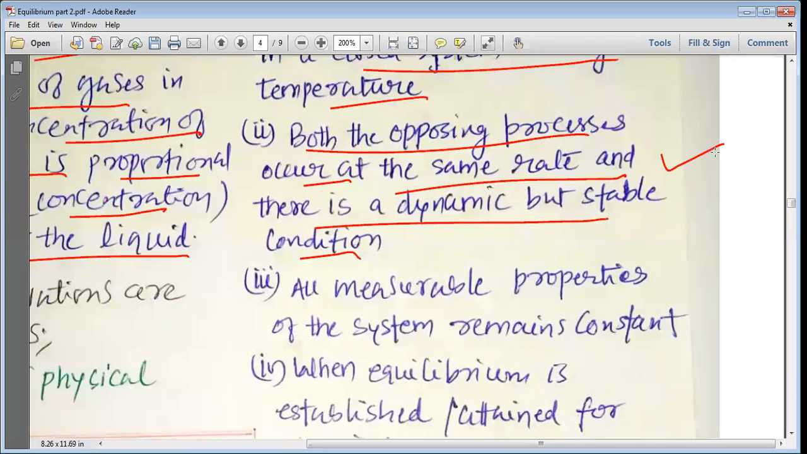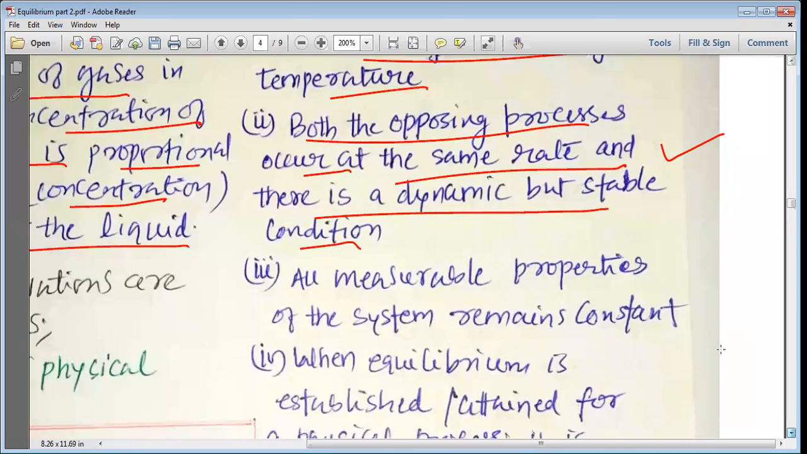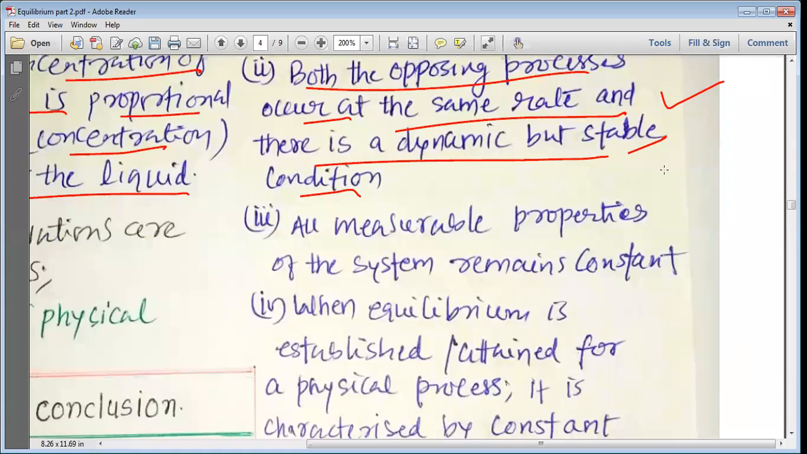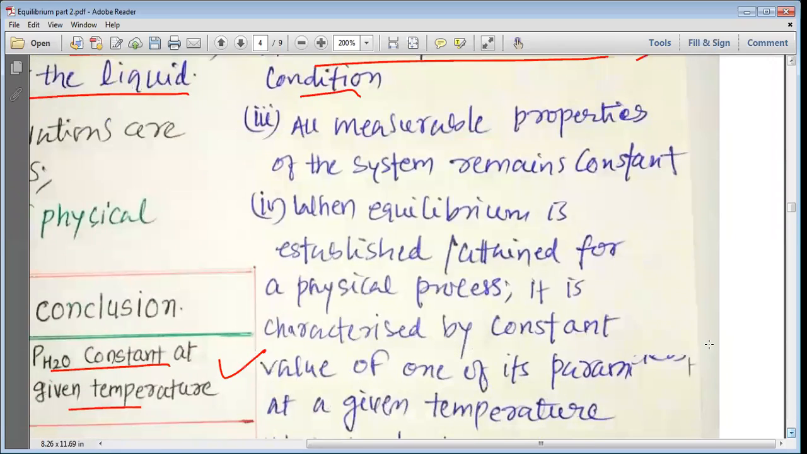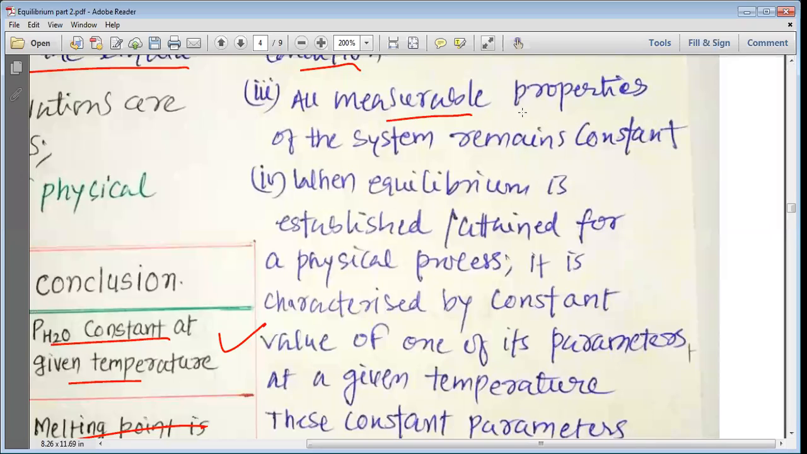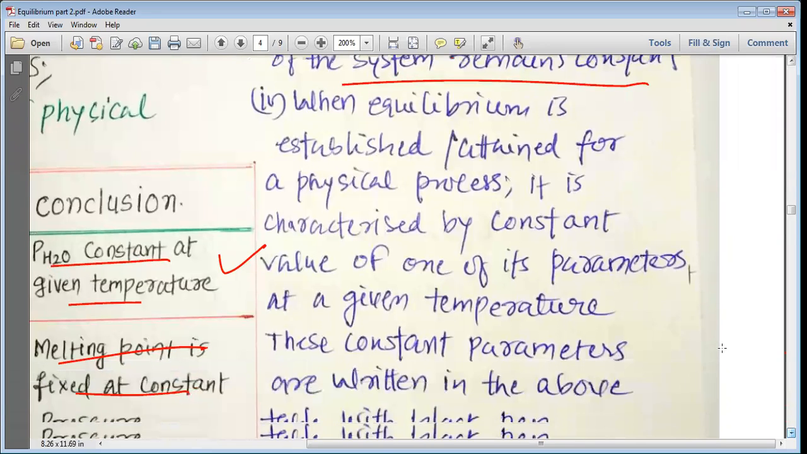So both the processes, the forward process and the reverse process, take place simultaneously, and the equilibrium is dynamic in nature but stable in the sense that the concentration remains constant, the rate of the forward reaction and the rate of the reverse reaction remain constant, and if gases are involved, the partial pressure also remains constant, and that is why we call it a stable condition. All measurable properties of the system remain constant. We have seen that various properties remain constant at various kinds of equilibrium.